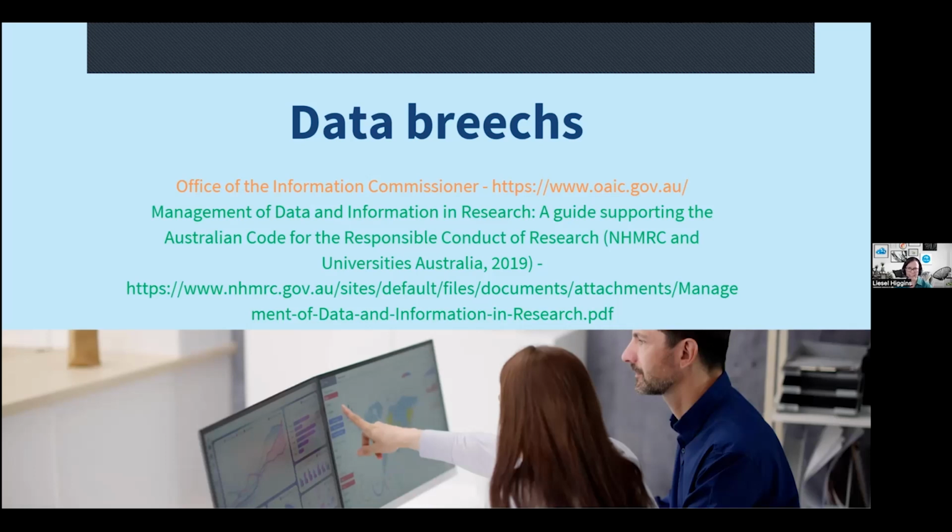It's the orange link. I've also popped underneath in green the NHMRC guidelines with Universities of Australia, where you can go and have a look at their statements on data breach. That's another useful link there.